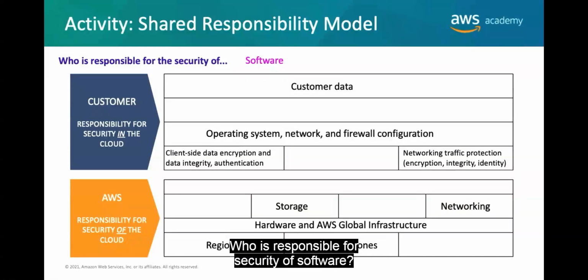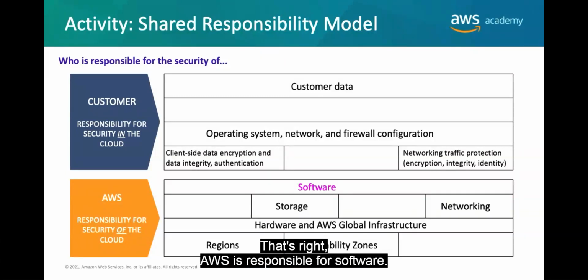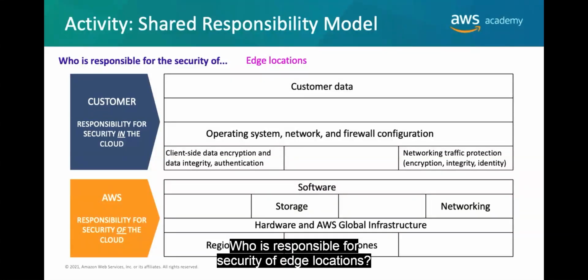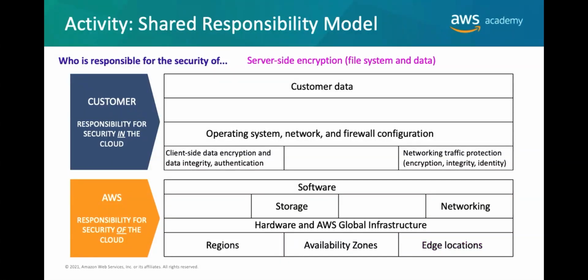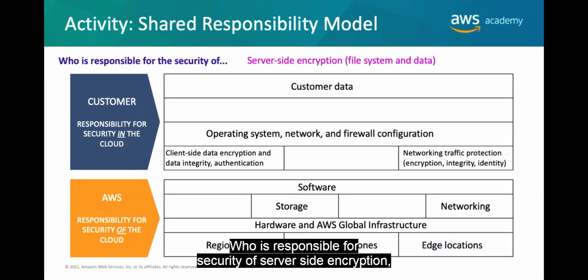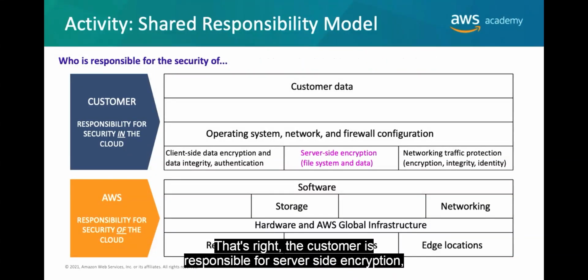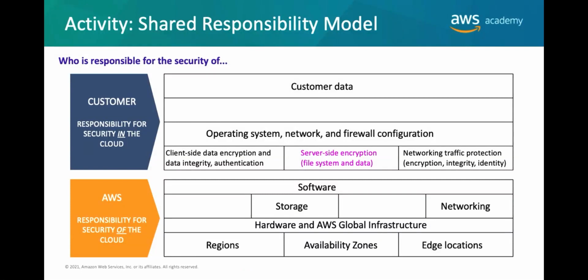Who is responsible for security of software? That's right, AWS is responsible for software. Who is responsible for security of edge locations? That's right, AWS is responsible for edge locations. Who is responsible for security of server-side encryption, meaning the file system and data? That's right, the customer is responsible for server-side encryption, meaning the file system and data.